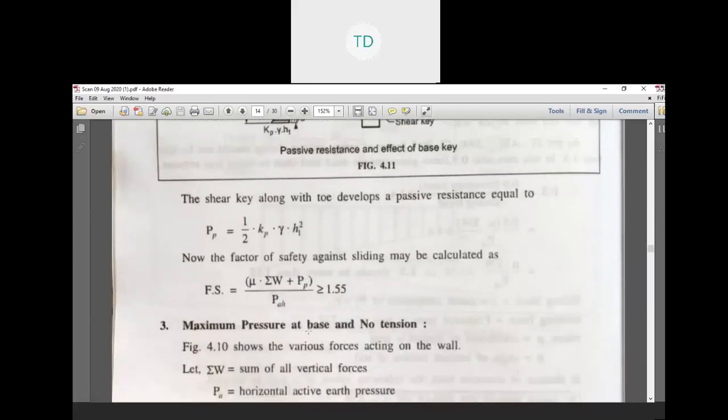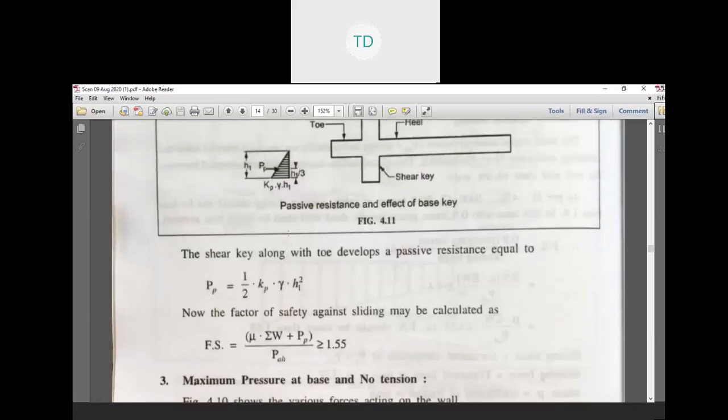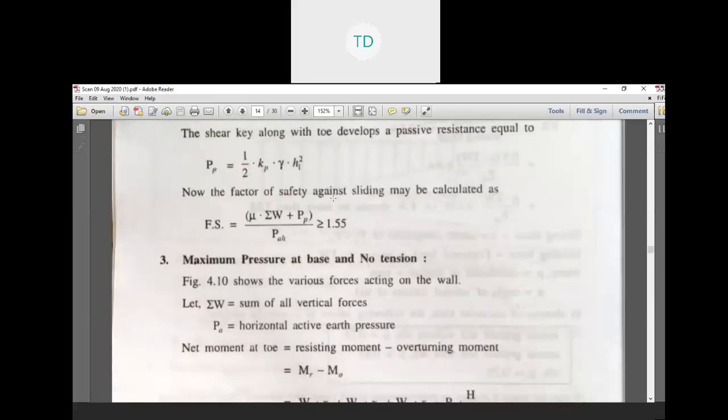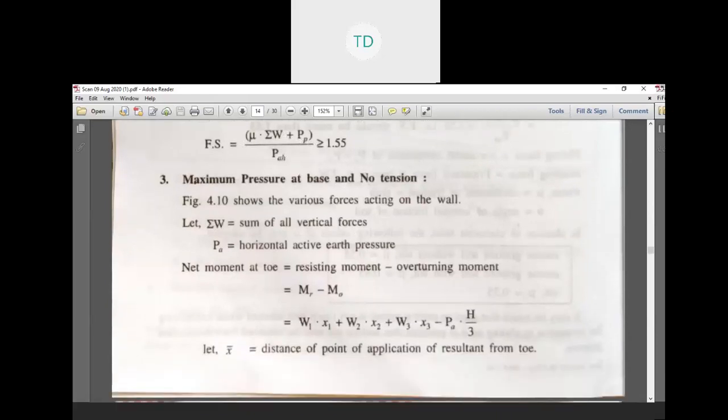The shear key along with the toe develops a passive resistance, where passive pressure is equal to 1 half Kp into gamma into H1 square. H1 means the height for which the shear key is provided. Now, the factor of safety against sliding may be calculated as F is equal to mu into summation of W plus Pp, divided by PAH, not less than 1.55.